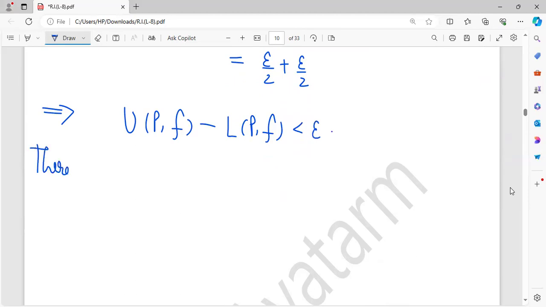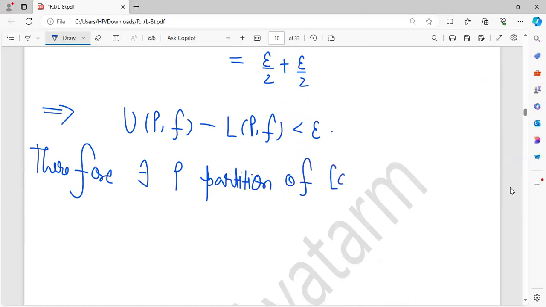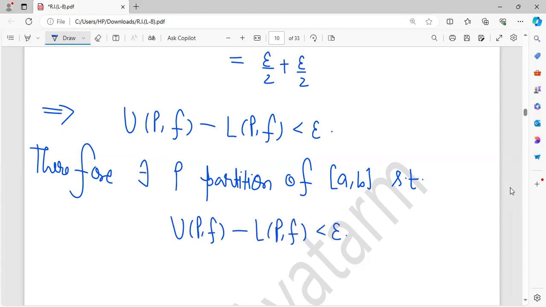Therefore, there exists a partition of the closed interval [a, b] such that U(P, f) minus L(P, f) is less than epsilon. So the theorem is proved.